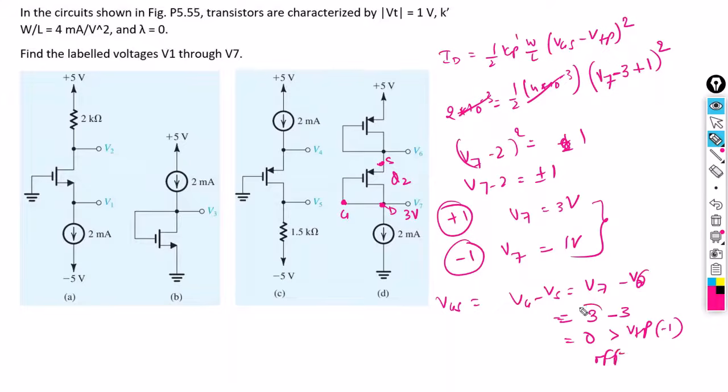So for V7 equal to 3 volt, transistor will go into cutoff region, but we have assumed saturation region here, right? And we have used the saturation current equation, which means this 3 volt is contradicting our assumption. So instead of this 3 volt, we have to select this 1 volt. So the value at V7 node will be 1 volt.